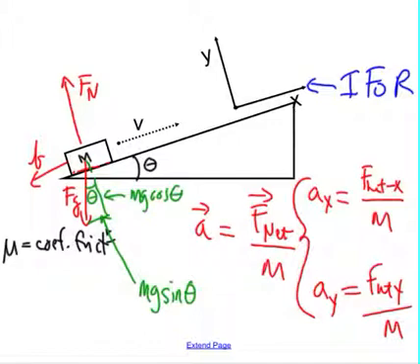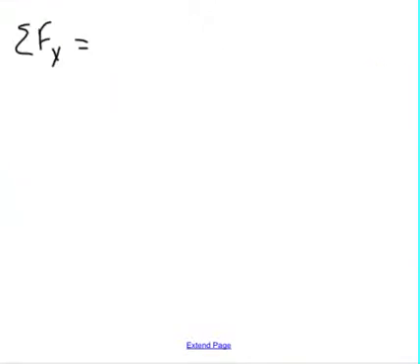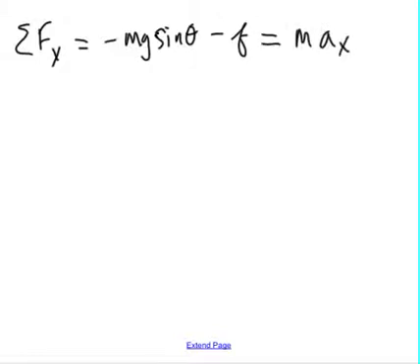So we have the sum of all the forces acting in the x direction will equal, well, that equals the frictional force, which is acting in the negative x direction, as is the gravity that's also acting down the incline. So both of these are negative forces. So I'll put the negative sign in there explicitly. So this is minus mg times the sine of the angle minus the frictional force. That will equal the mass times the acceleration in the x direction.